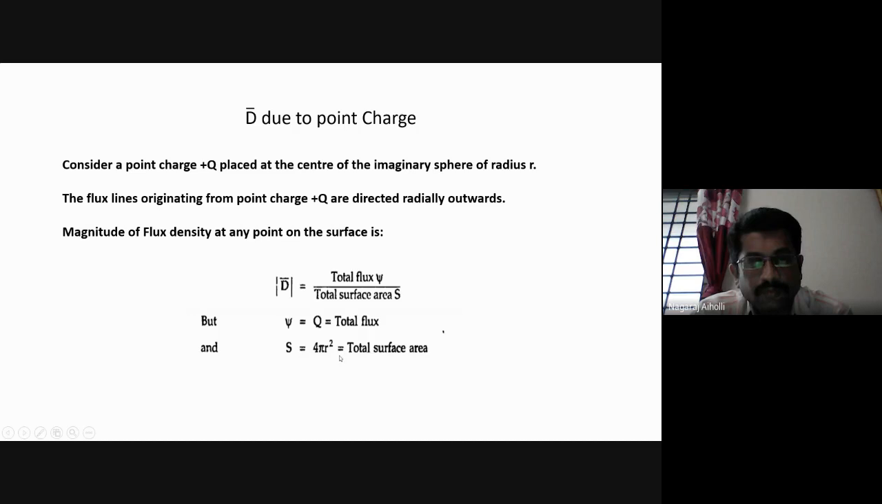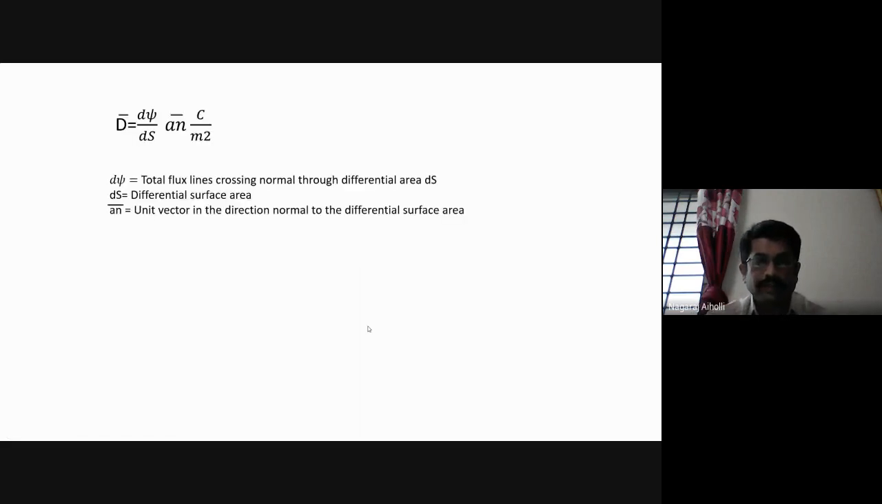And S is equal to, what is the area of the sphere, students? Can anybody tell me the formula of the surface area of the sphere? It is a sphere, circular in shape. What is its area?